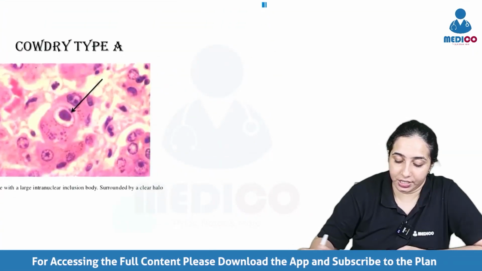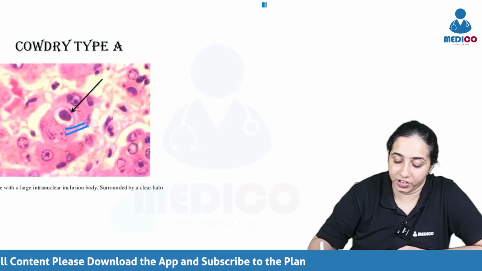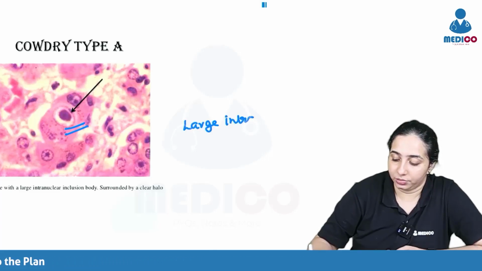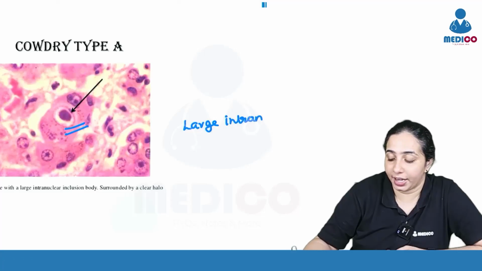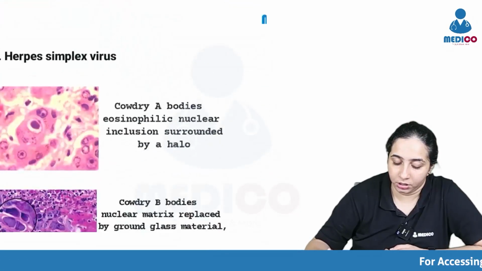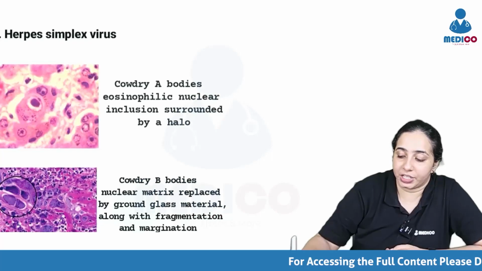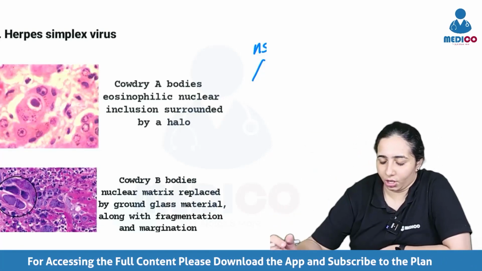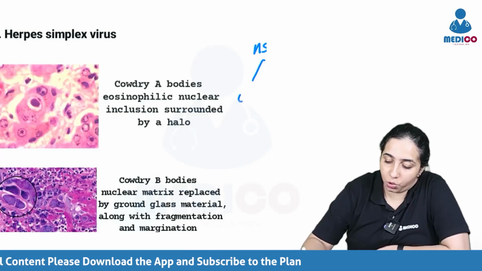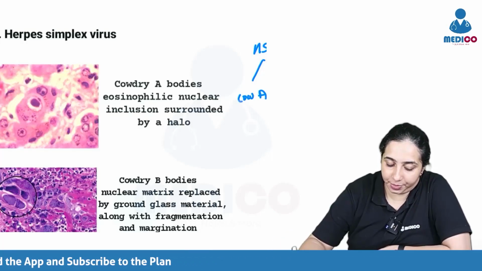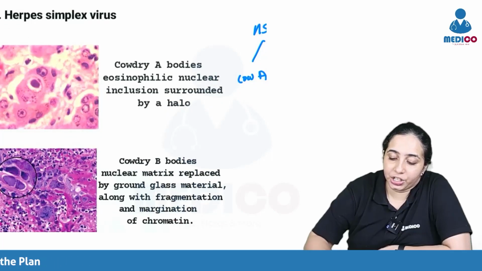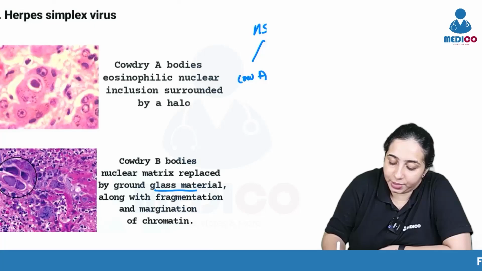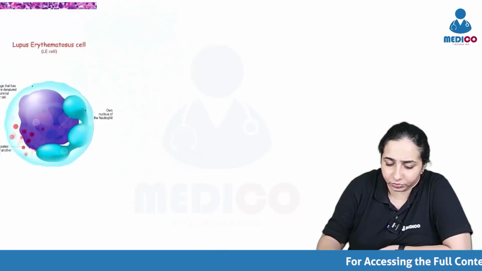So here, as you can see, you have a Cowdry A body, which is a large intranuclear inclusion body surrounded by a clear halo. So herpes simplex virus, HSV, you will have two types of inclusions. One is Cowdry A and one is Cowdry B. In Cowdry A, you have eosinophilic nuclear inclusion, and in Cowdry B, you'll have some ground glass material.